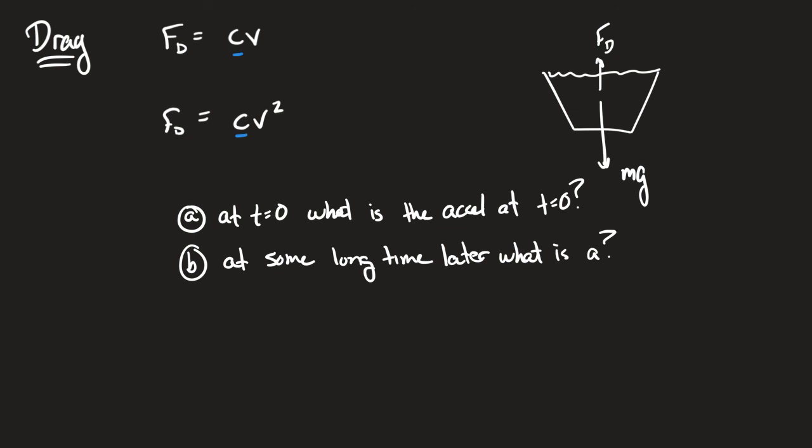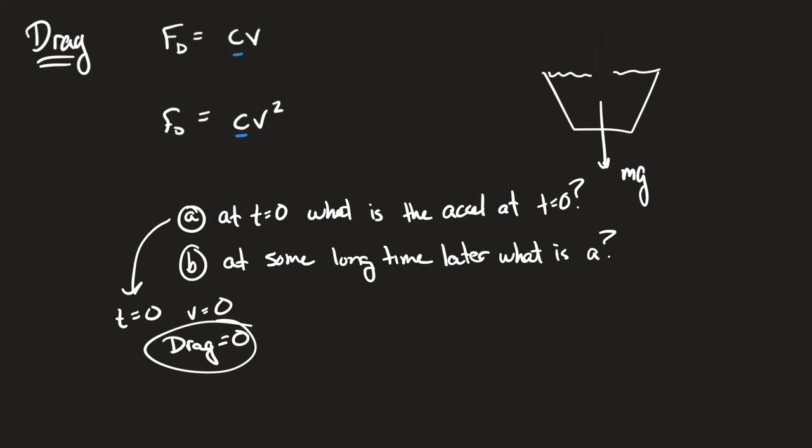All right, so I hear one person say 0. And I'm hoping that more of you realize that when you first let go of the object, its velocity is 0. So in answering this first question, at t equals 0, the velocity is 0, which immediately means the drag force is also 0. So when you first let go of the object, it doesn't have any drag. The only force acting on it is gravity. It accelerates at g.